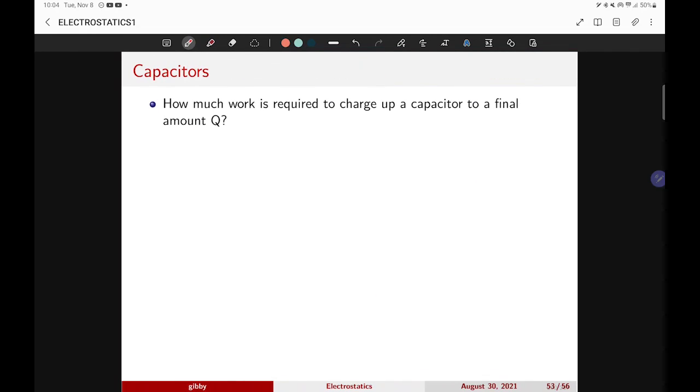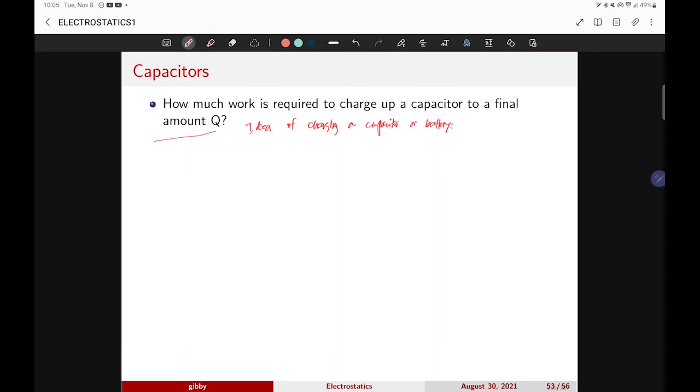Then, another question is, how much work is required to charge up a capacitor to a final amount Q? So, this is like the idea of charging a capacitor or battery.